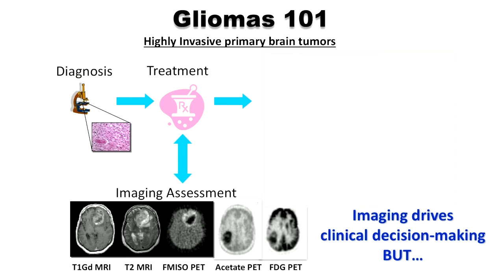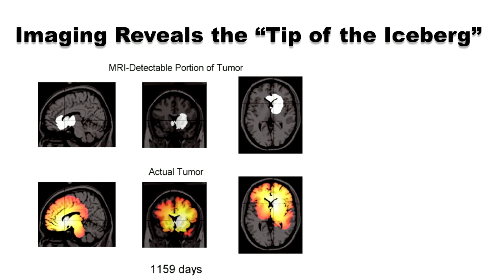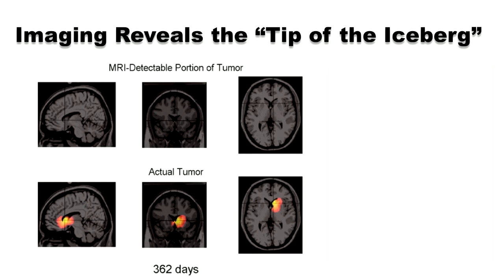So imaging really does drive clinical decision making, but imaging reveals only the tip of the iceberg of the disease. And what we mean by that is this is a diffusely invasive disease, right? So what you see on the top is the MRI, tip of the iceberg. This is like a routine T1 gadolinium-enhanced weighted MRI. And what you see on the bottom is the actual diffuse extent.